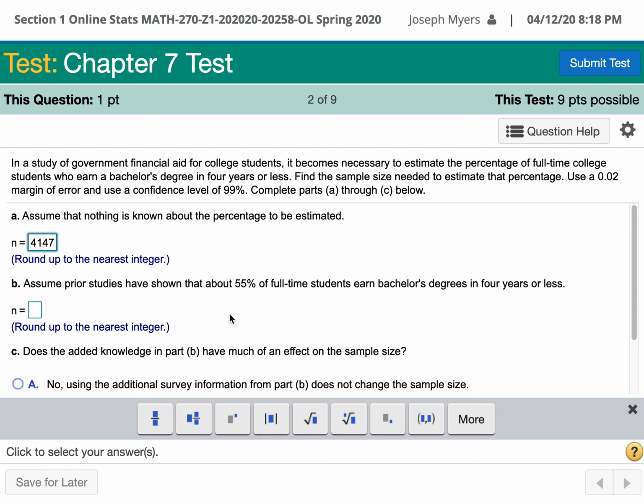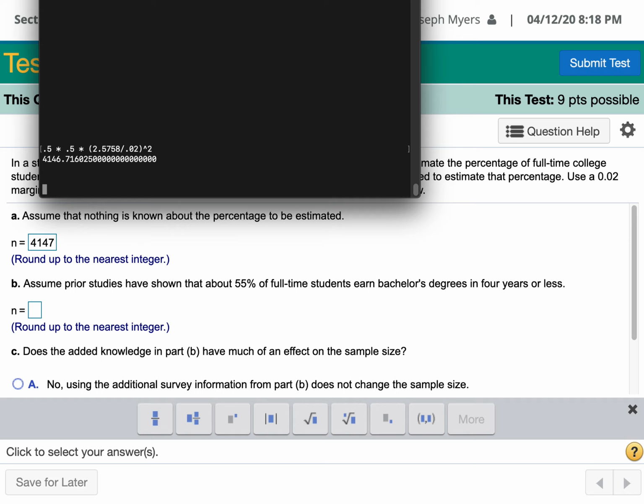So that means instead of assuming that it's 50-50, you're going to assume that it's 55% who do it, and therefore 45% who don't do it. So 55 and 45, and that adds a decimal. Those are 0.55 and 0.45, and then multiplied by the same thing, 2.5758 divided by 0.02 squared, and this time you'll get a sample size of 4106 if you round it up.